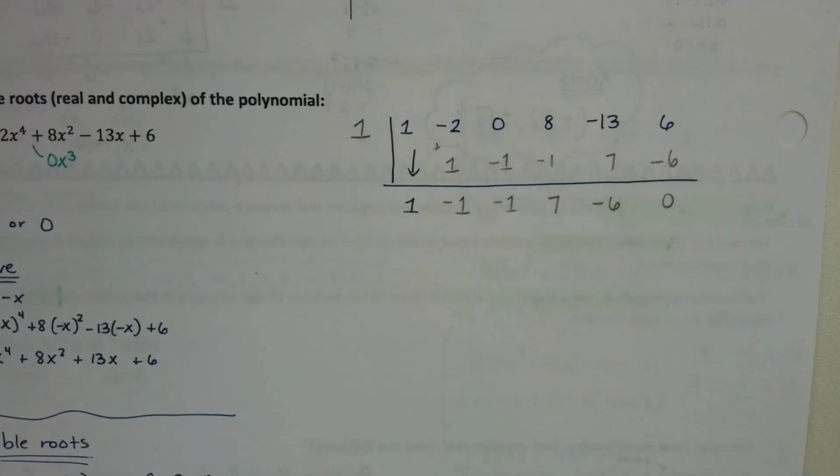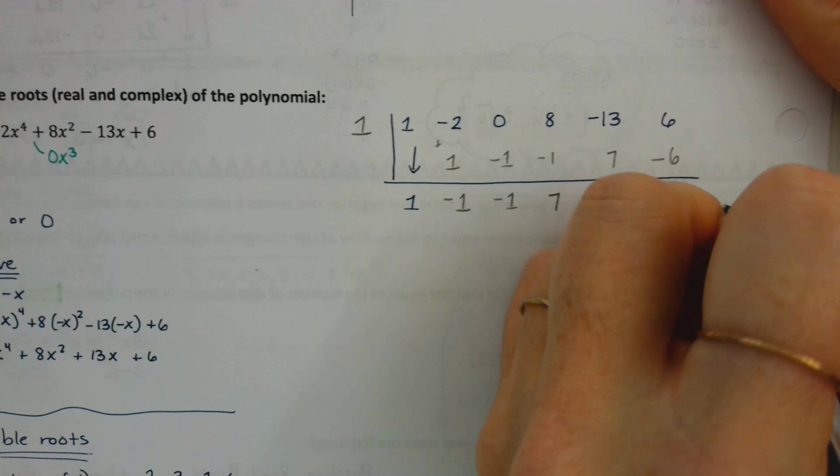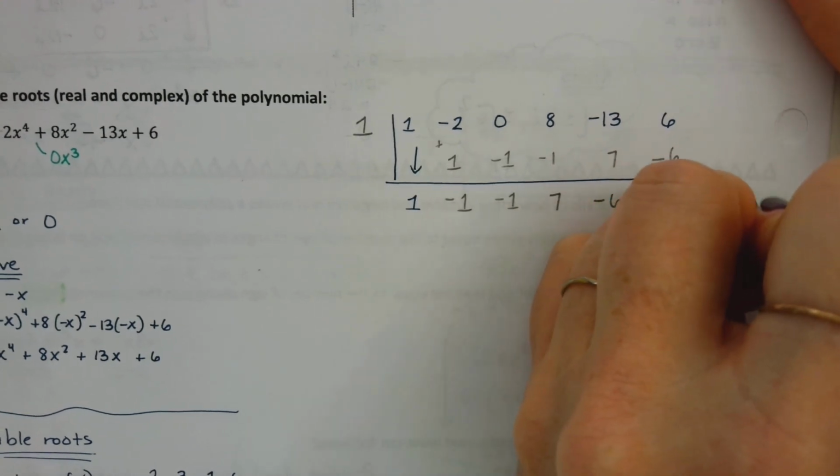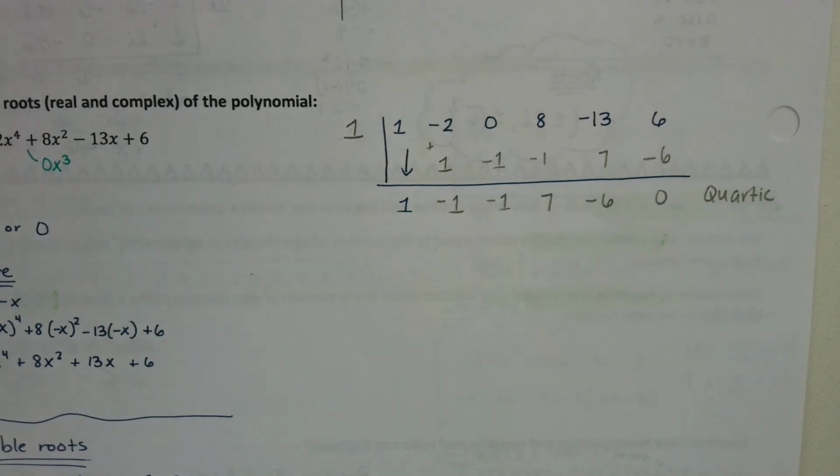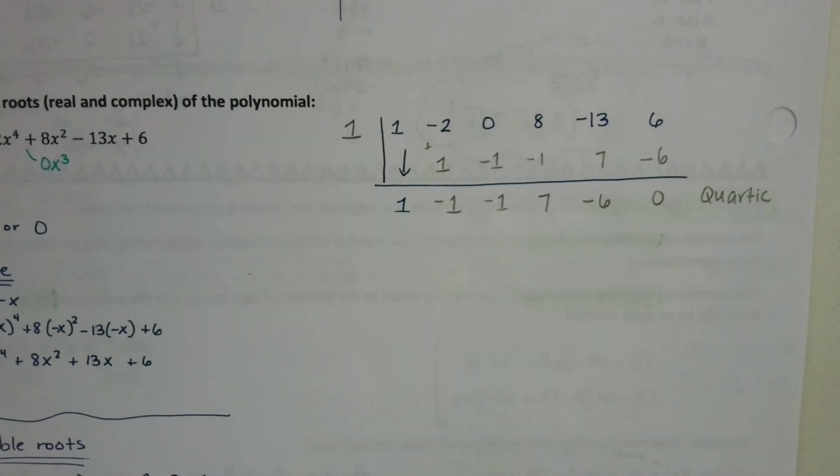Excellent. Okay, if this was a 5th degree polynomial from the start, and we took out one root, what is it now? It's a 4th degree polynomial. Anyone know the name of a 4th degree polynomial? Quartic. It's like a quarter. Quartic. Okay. And what are we trying to get this down to? Quadratic. We still have some room to go.